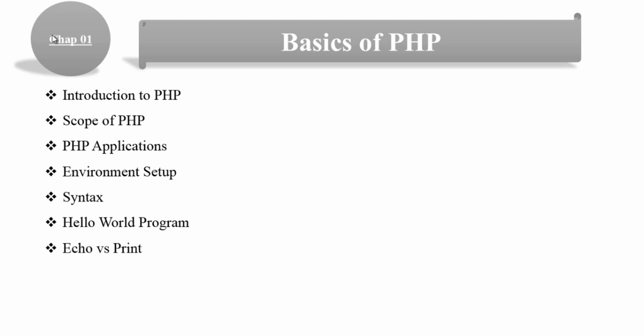Echo versus print: there are two methods to display output to the user. These are two output functions used in PHP. There is some difference between the echo and print methods, and I will discuss that difference also. Then comments, reserved words, and escape sequences. So these are the different topics that we'll cover in chapter 1.